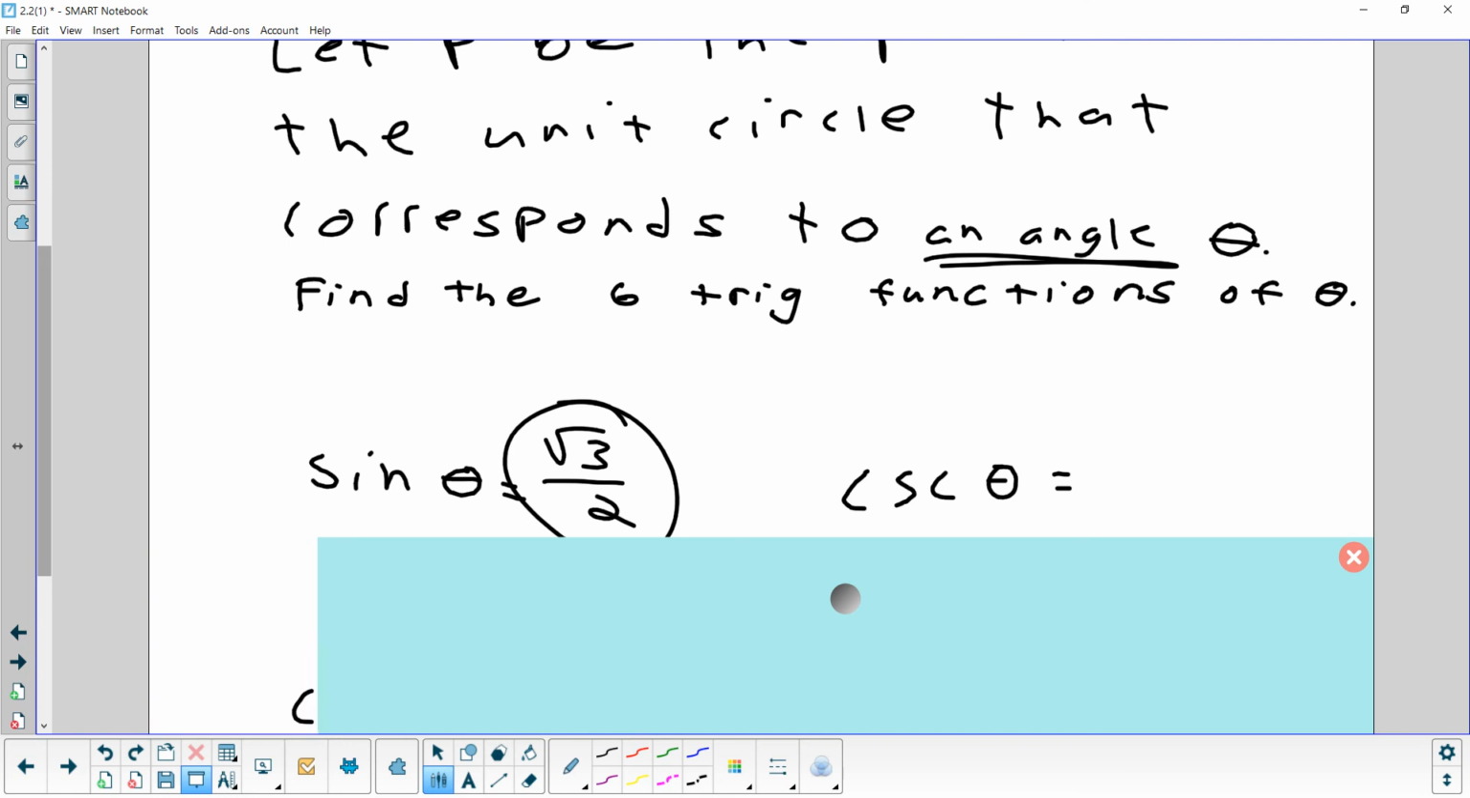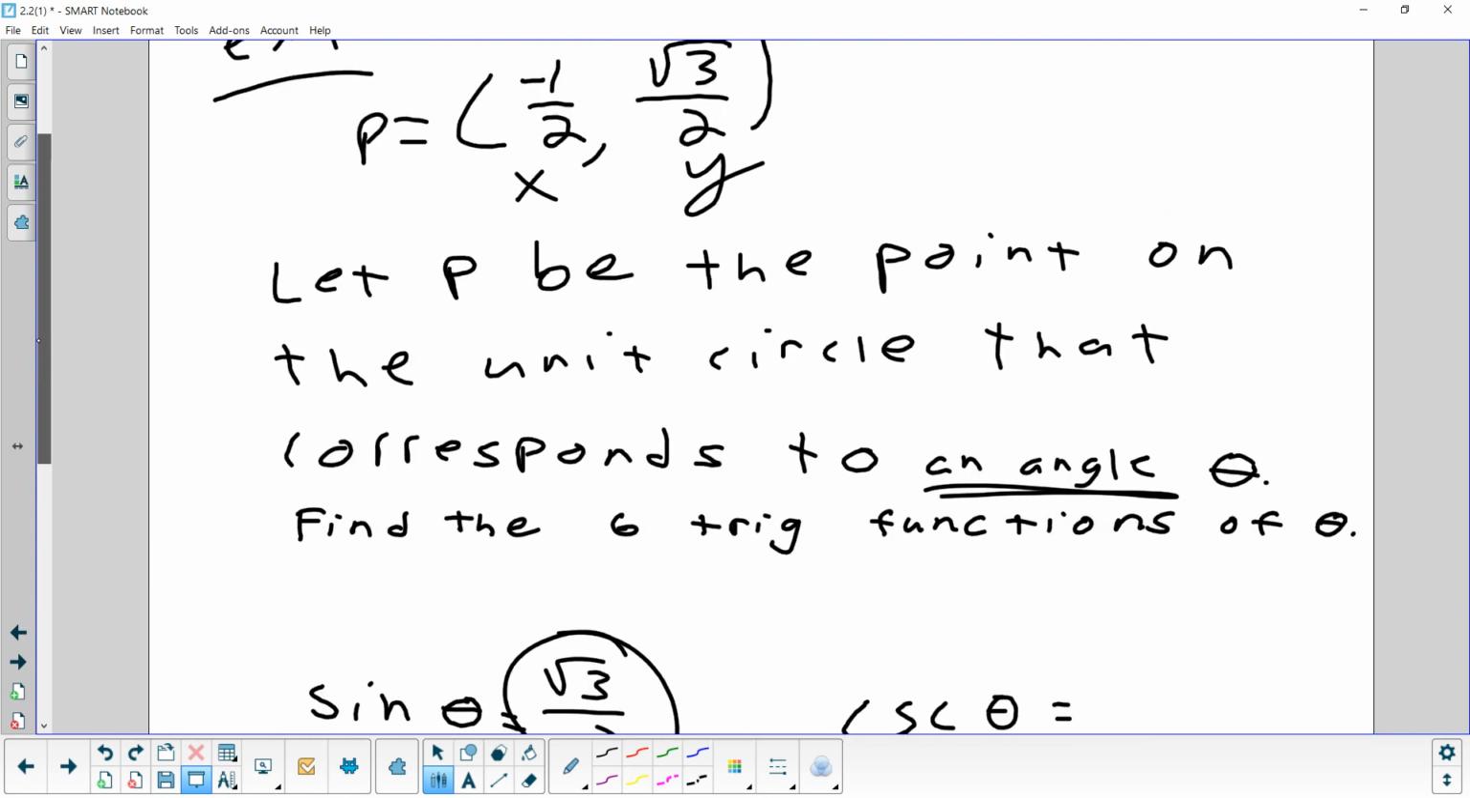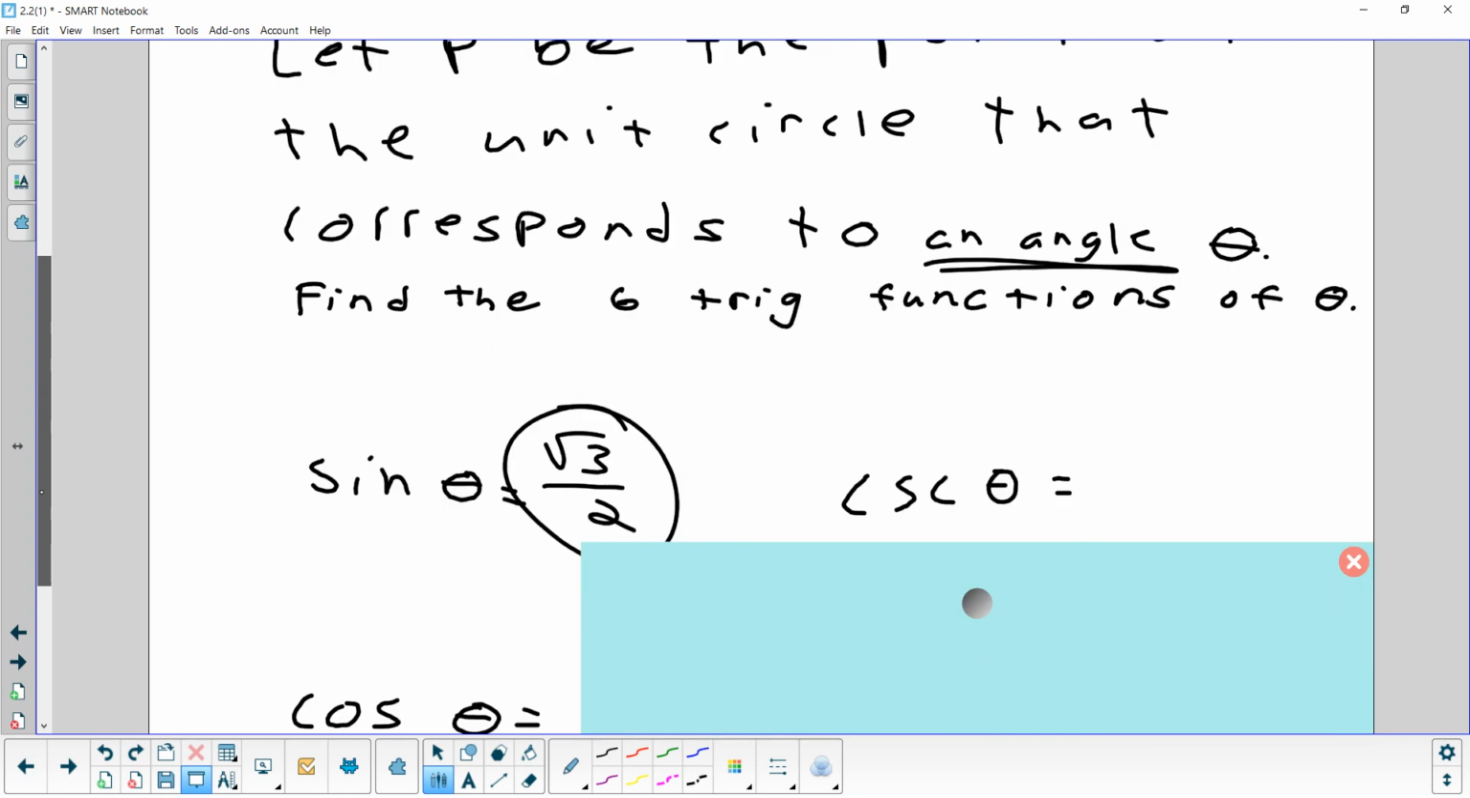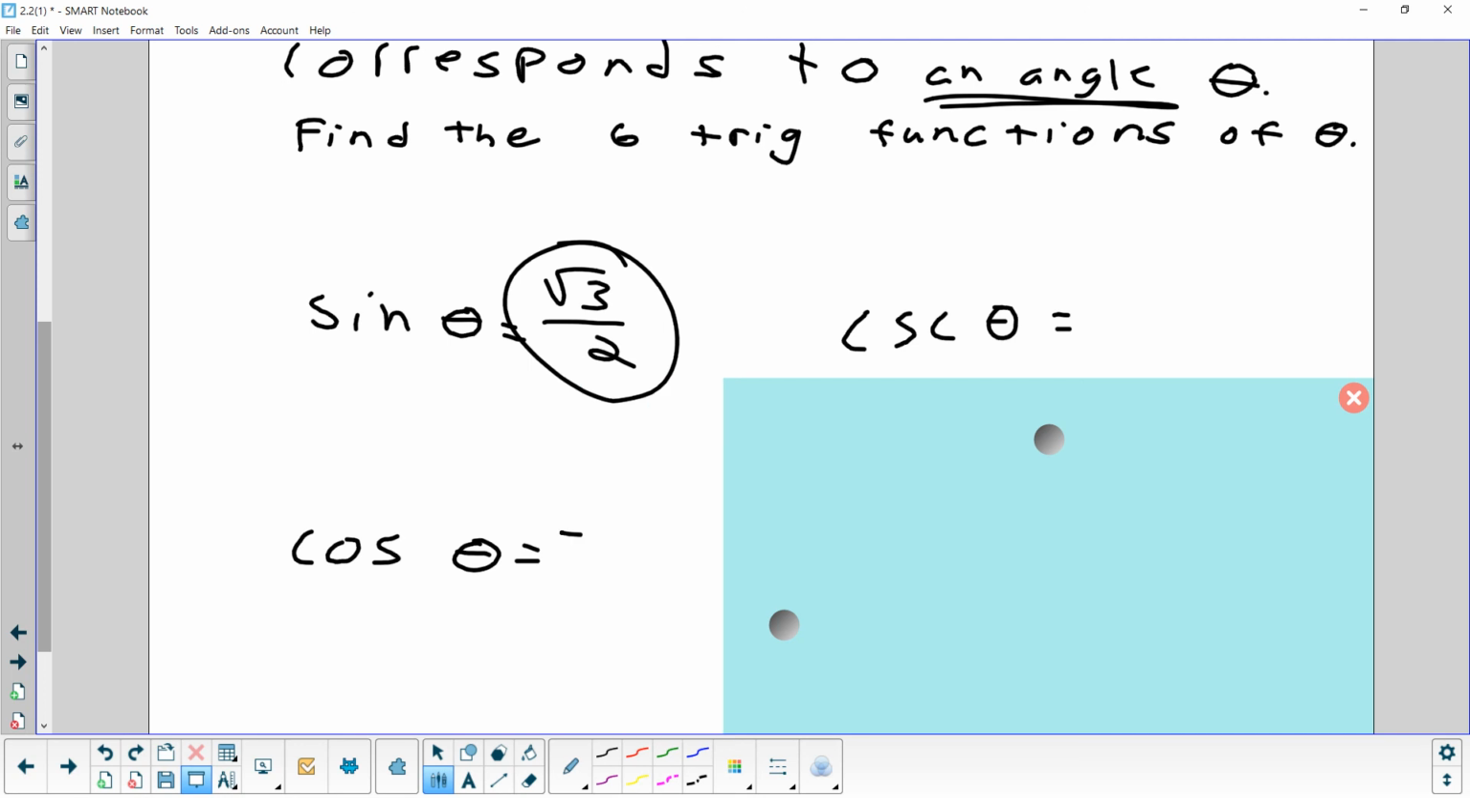Don, what about my formula for cosine? X. Right, so Raymond, what's my x here? -1 over 2. Good, -1 over 2. And there's my cosine.